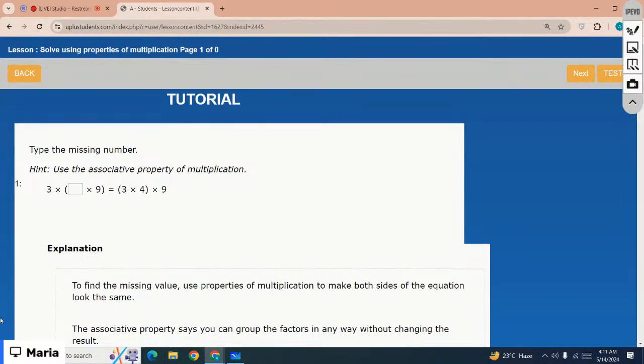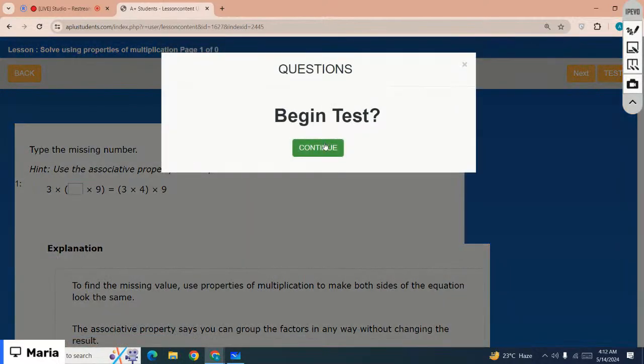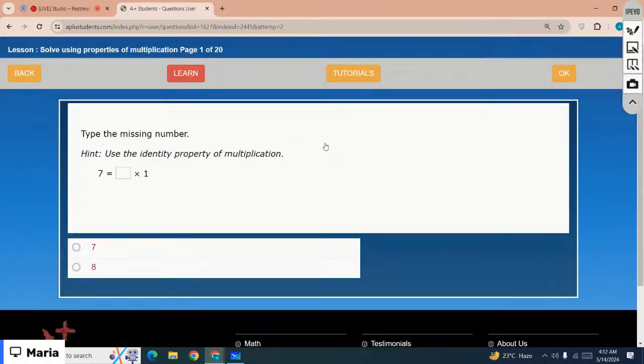The missing number is 4. The correct option is 4 because on both sides they must be the same. So you have 3 here and 3 here, 9. That means 4 is missing. Let's just start with the test questions. Okay, type the missing number. Use the identity property of multiplication. So which number is missing?